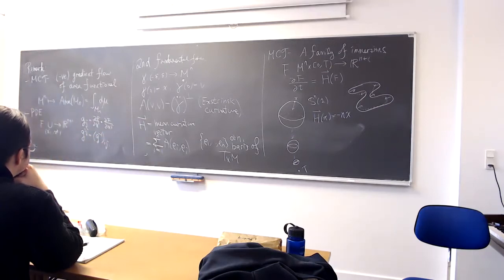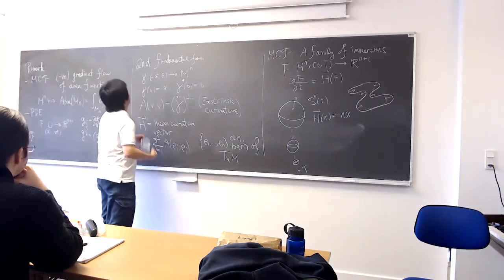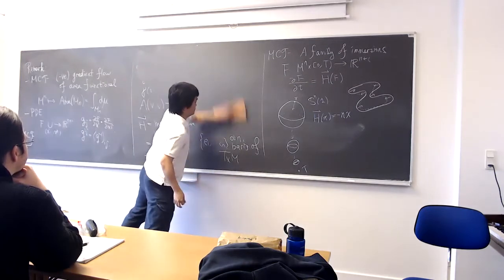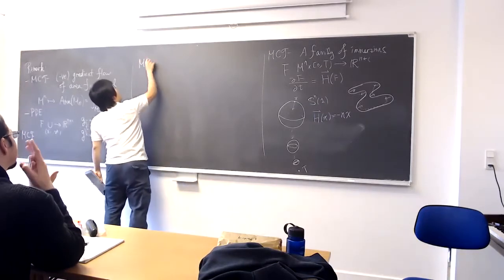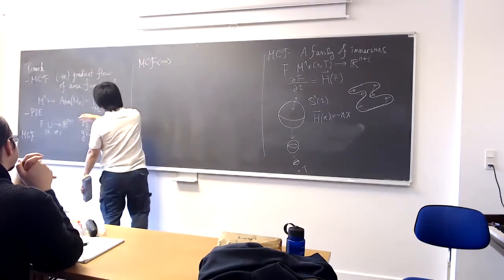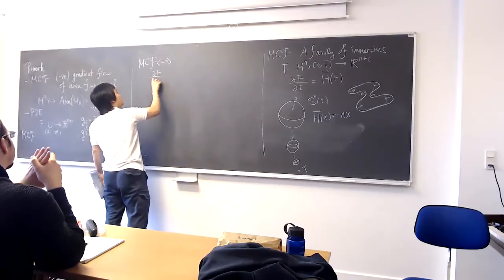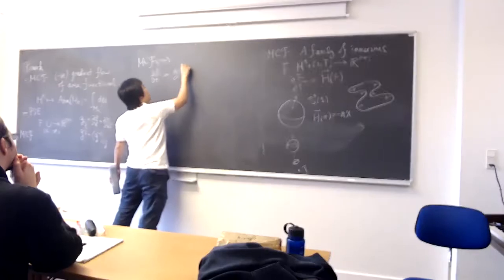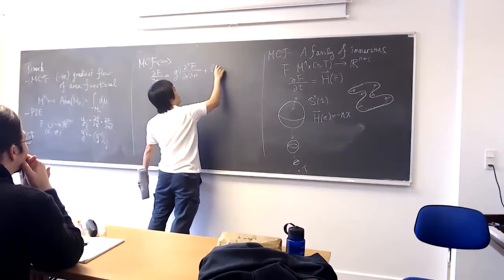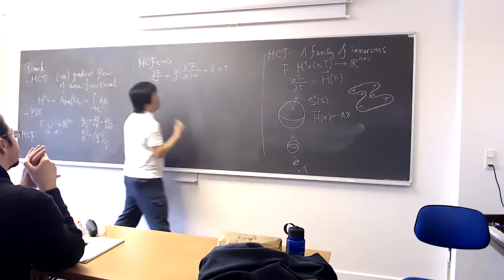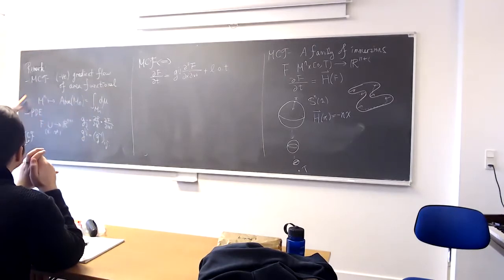Then the mean curvature flow equation, let me write this thing. The mean curvature flow equation written in this local coordinate is: g^ij times the second derivative, and some lower order term, something that relates to the first derivative. So you see that this is actually a parabolic equation.